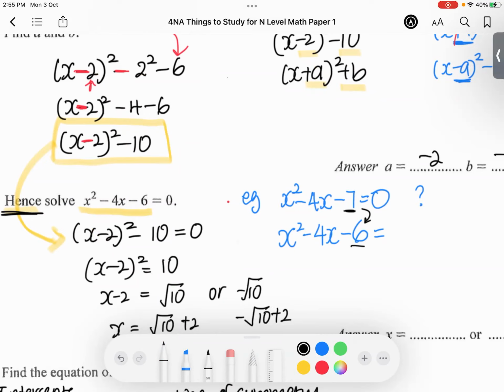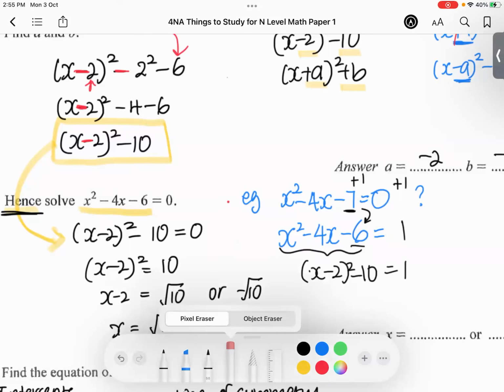So in this case, negative 7, if I do a plus 1, whatever I do to the left-hand side, I must also do it to the right-hand side. So when I do a plus 1, you notice it changed into x squared minus 4x minus 6. This one here becomes the number 1. Then this portion is exactly the same, right? I can use whatever completed square form that I found as my answer from the previous part. Then I do the work. Okay? Right? So this part, please take note. I explained it in my 2021 video as well.